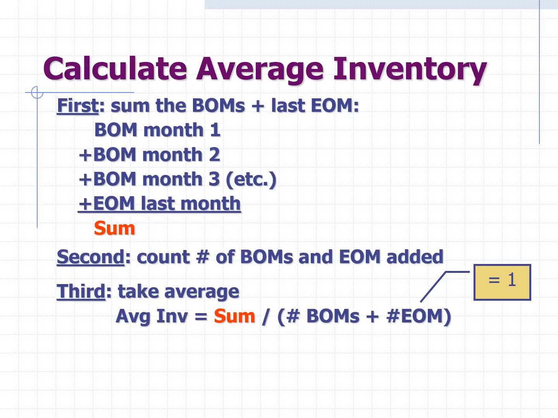So sum every month's BOM, the beginning of month stock level, and then you add in the last month EOM, okay? And then you count the number of BOMs that you added in and the EOM, and it's always just one EOM because we only use the last month EOM, right? And then take an average of them. So sum all the BOMs and the last month EOM together and divide that by the number of BOMs that you used plus the number of EOM, which is 1, okay? Then you know what the average inventory level was in your store.